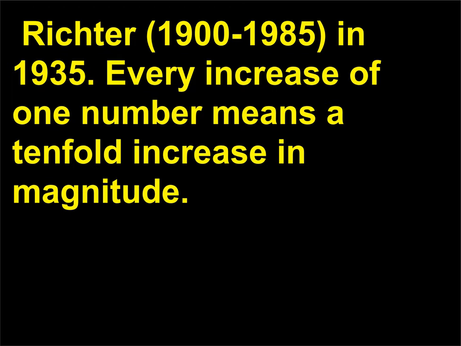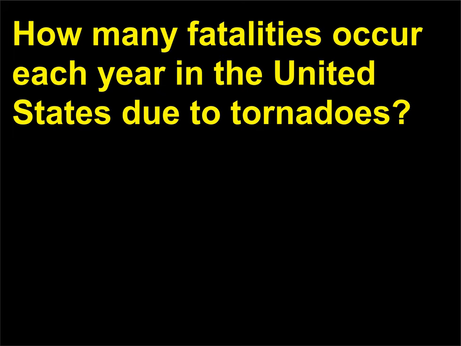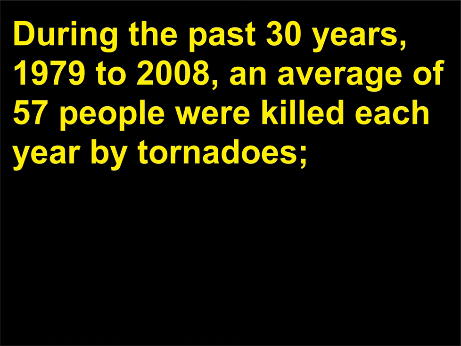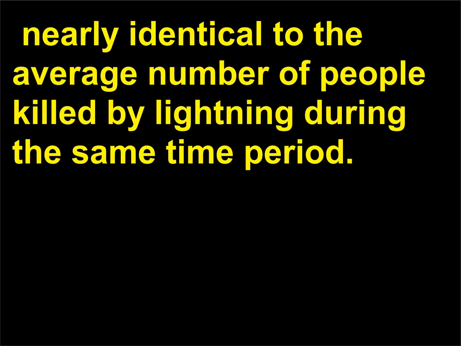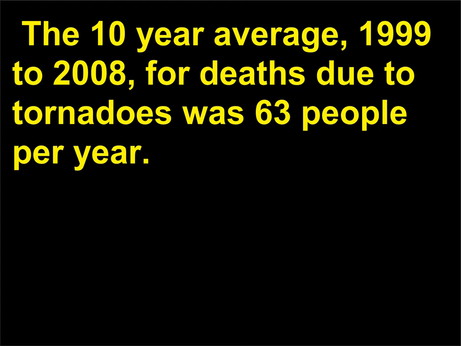How many fatalities occur each year in the United States due to tornadoes? During the past 30 years, 1979 to 2008, an average of 57 people were killed each year by tornadoes. Nearly identical to the average number of people killed by lightning during the same time period. The 10-year average, 1999 to 2008, for deaths due to tornadoes was 63 people per year.